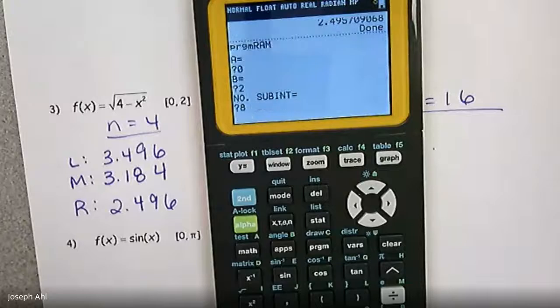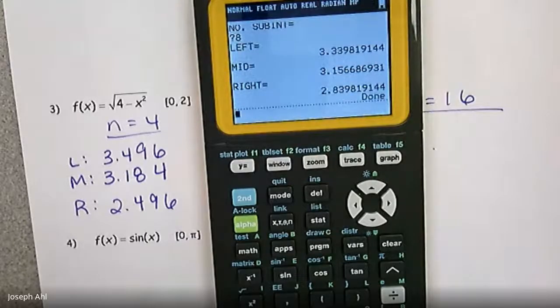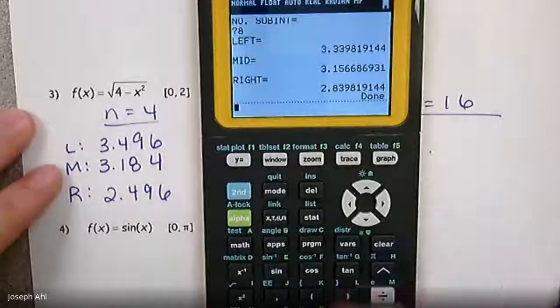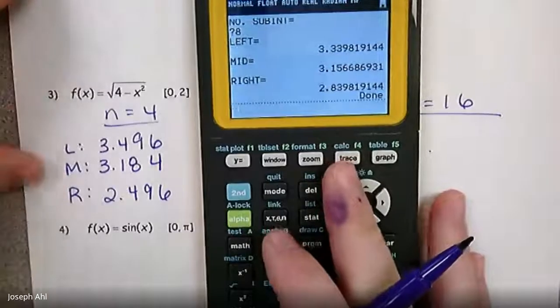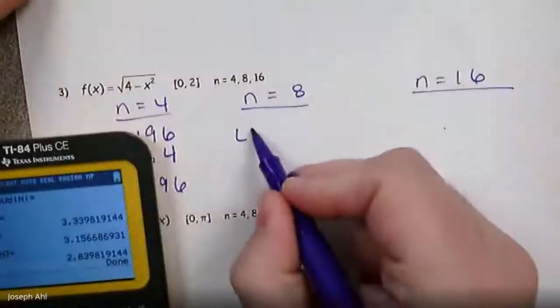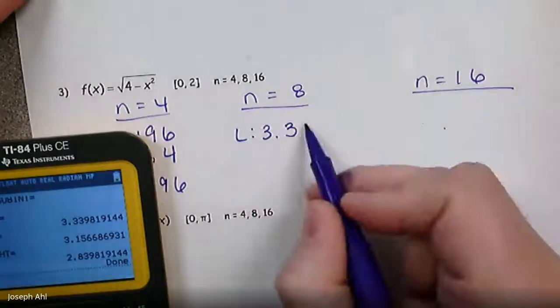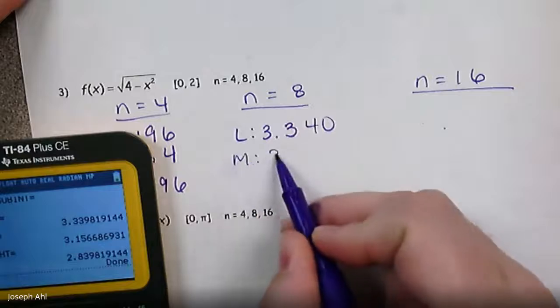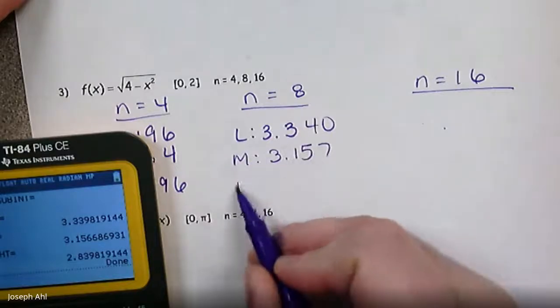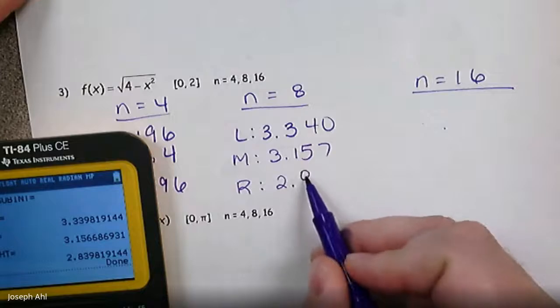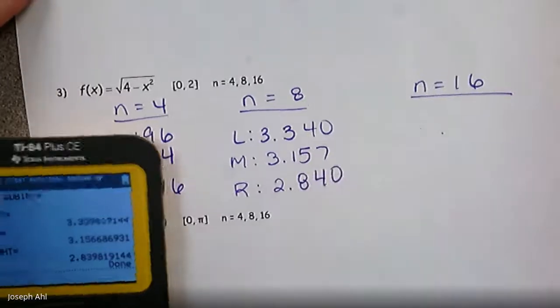Okay. If I go to n equals 8, run the RAM program again, still from 0 to 2, but now choose 8 rectangles. So one thing we're going to talk about tomorrow is as we increase the number of rectangles, what's happening here? So we get 3.3 for the left, it would round to 3.40. The middle is 3.157. The right is 2.8, and that would round to 2.40 as well.